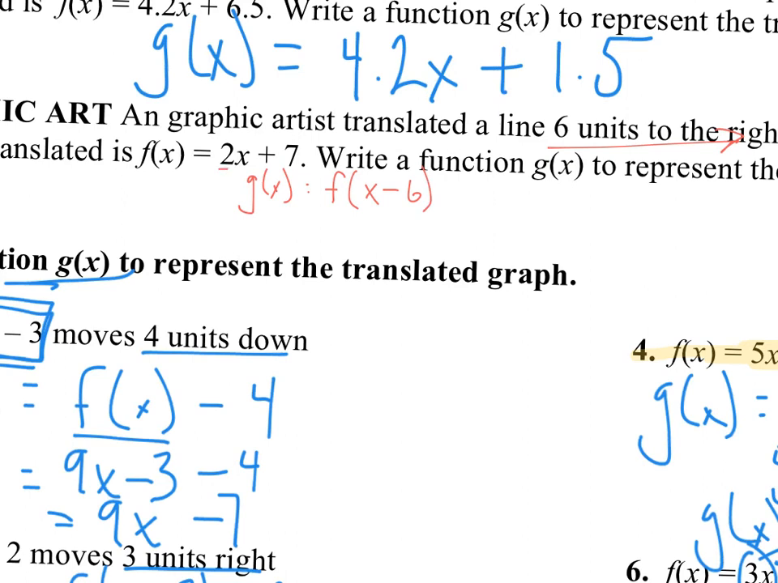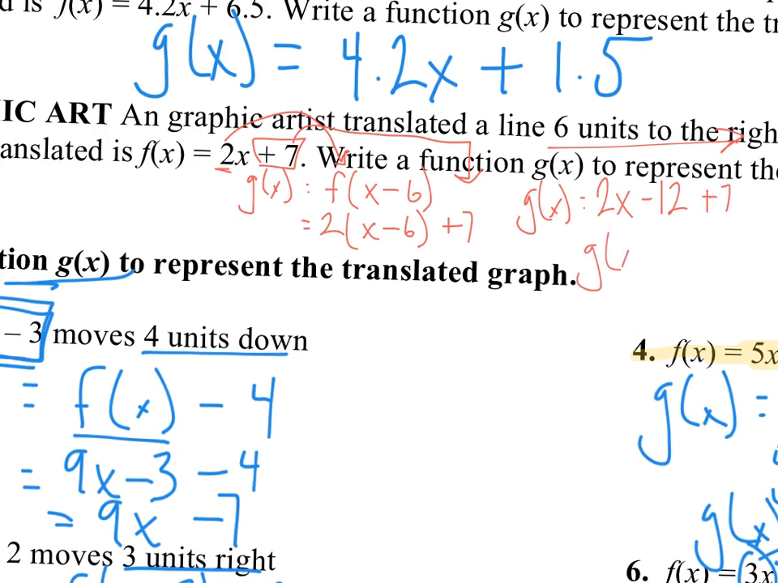Now, you've got to rewrite where the 2 and the plus 7 go. The plus 7 will go out here. The 2 goes over here. So now it's 2 times x minus 6, plus 7. So let's distribute the 2 first. So g of x equals 2x minus 12 plus 7, and then that will further simplify down to 2x minus 5. Again, check it out on Desmos if you need to. All right, use that to help you.